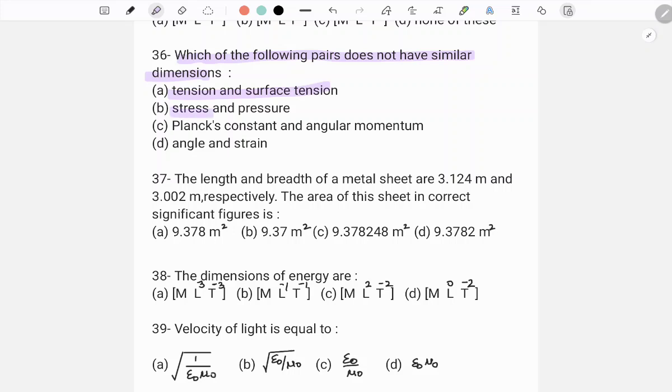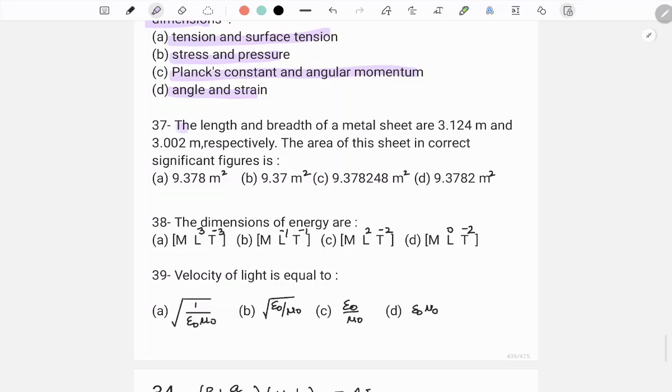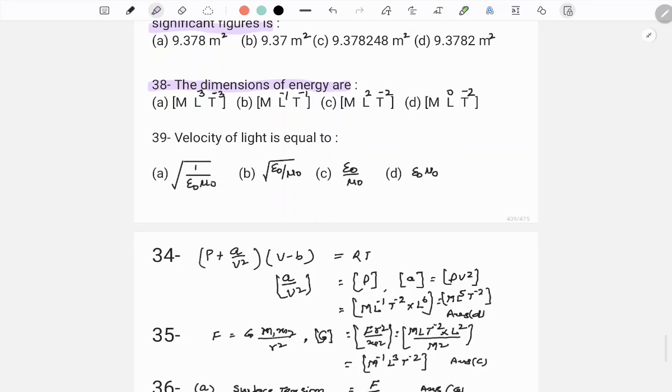Tension and surface tension, stress and pressure, Planck's constant and angular momentum, angle and strain. 37th. The length and breadth of the metal sheet are 3.124 meter and 3.002 meter respectively. The area of this sheet in correct significant figure is. 38th. The dimensions of energy are. 39th. Velocity of light is equal to.